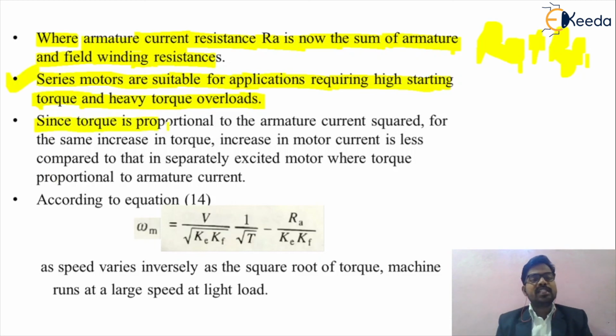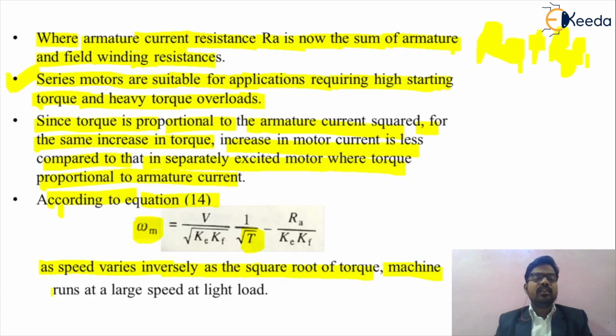Since torque is proportional to the armature current squared, for the same increase in torque, the increase in motor current is less compared to a separately excited motor, where torque is proportional to the armature current. So obviously, according to equation number 14, we are getting the torque and speed relationship. As we have seen, the speed varies inversely as the square root of torque. So the machine runs at a large speed at a light load.